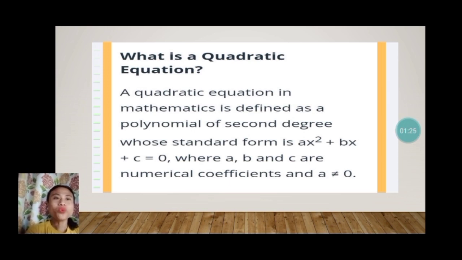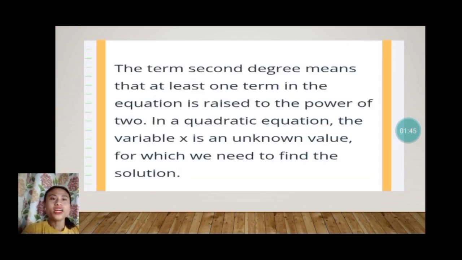A quadratic equation in mathematics is defined as a polynomial of the second degree whose standard form is ax squared plus bx plus c equals 0, where a, b, and c are numerical coefficients and a does not equal 0. The term second degree means that at least one term in the equation is raised to the power of 2. In a quadratic equation, the variable x is an unknown value for which we need to find the solution.